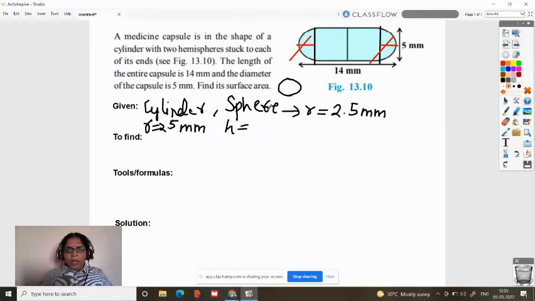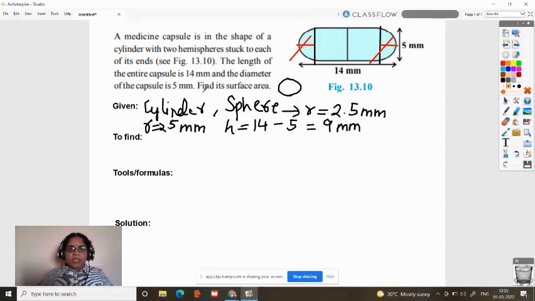So what happens? The 14 mm minus one radius is 2.5, another radius is 2.5, totally minus 5. So totally the height is going to be 9 mm. So do we have everything that we require? Yes, these are all given. Cylinder has a radius and height, sphere has a radius, everything is there.